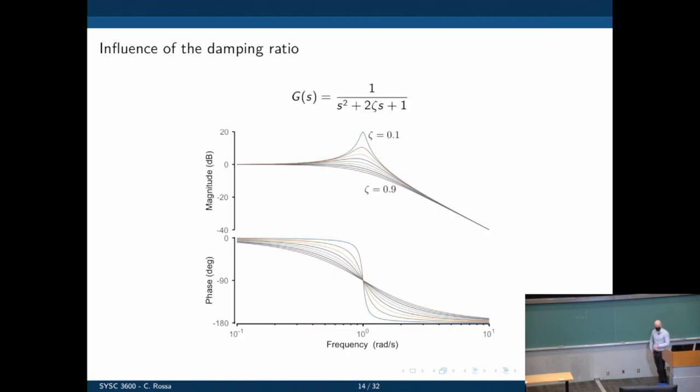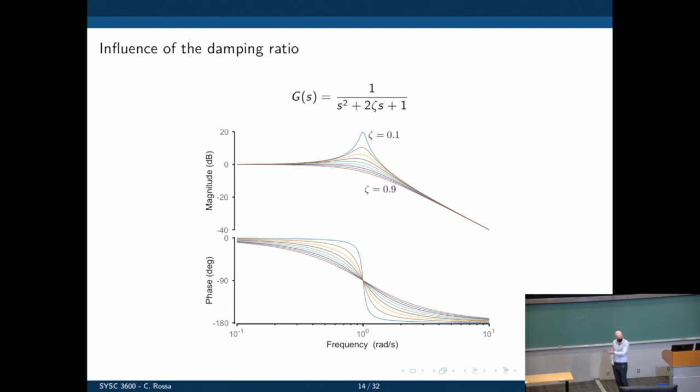Here's some examples. So I'm taking this random function, 1 over s squared plus 2 zeta omega 0 s plus 1. What is omega 0 here? What's omega 0? The cutoff frequency. One radian per second. It's 1 radian per second where the slope will change.